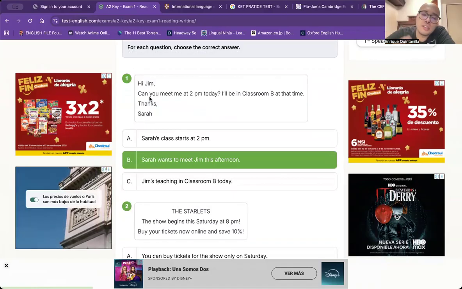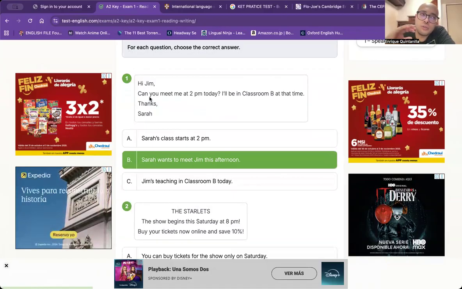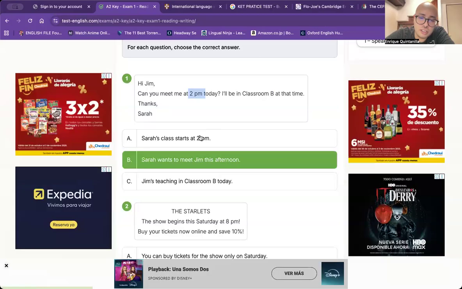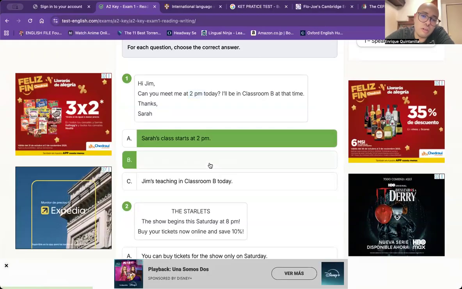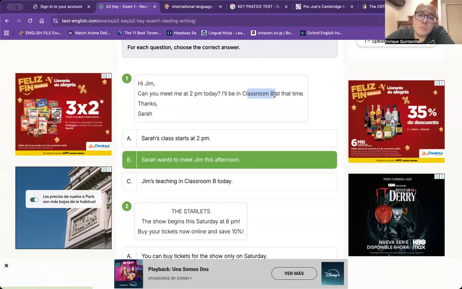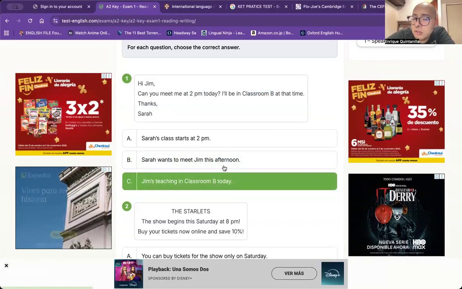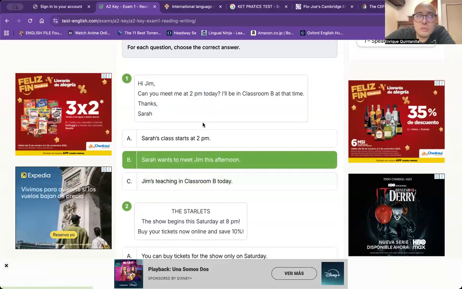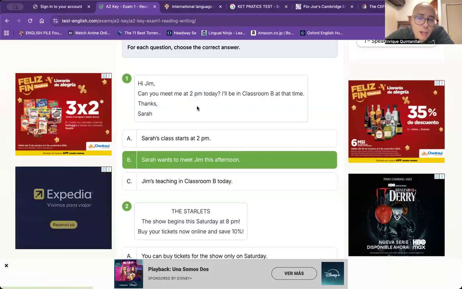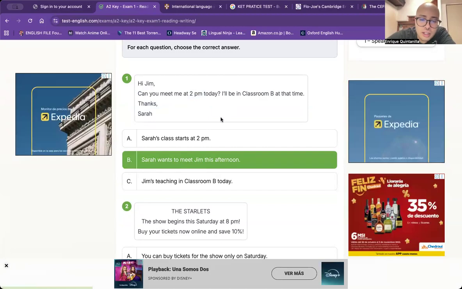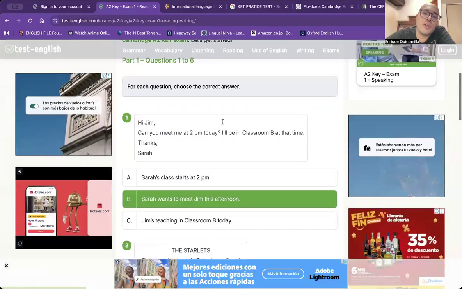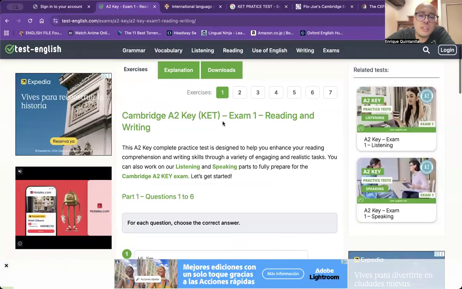In this kind of text, if you see 2 p.m., you don't have to answer "it says 2 p.m., this is the correct one." Or if it says classroom B, this one is the correct one. Not at all. So basically, what you have to do is comprehend the idea and find the similar idea. That would be this kind of activity. This is the first part of the test, reading and writing.